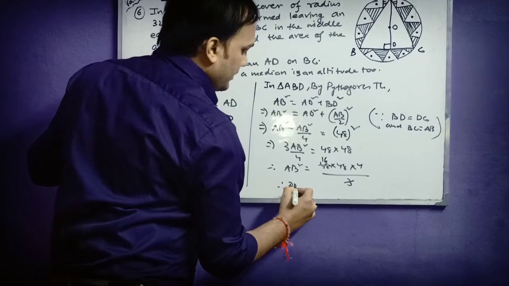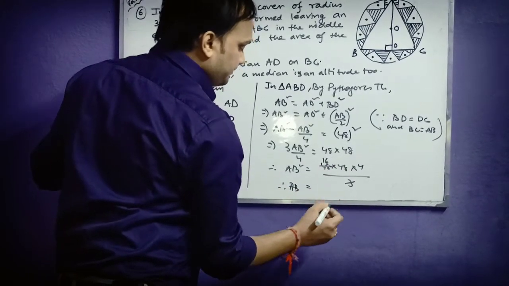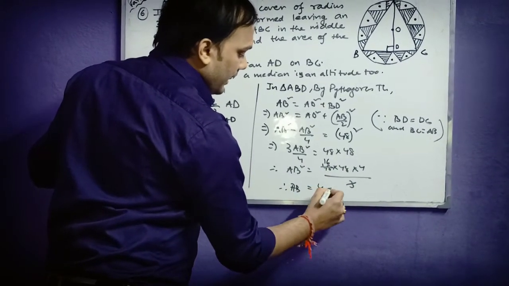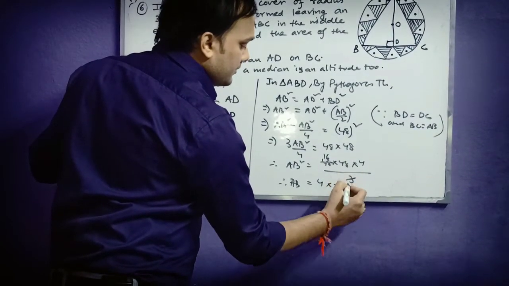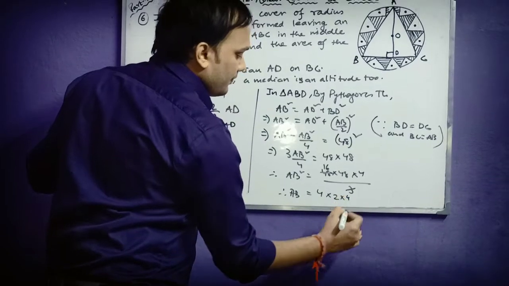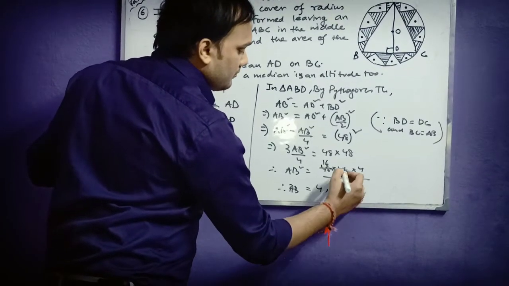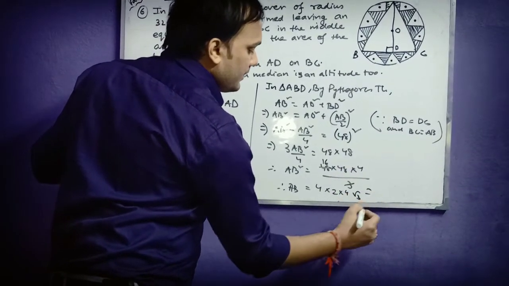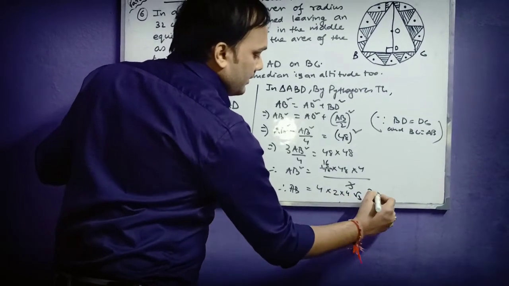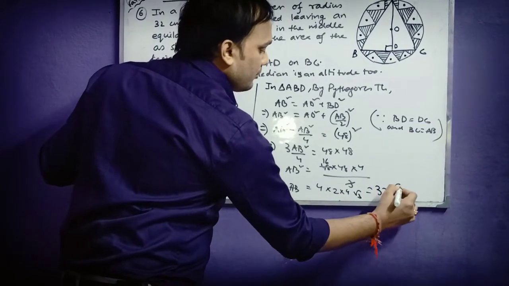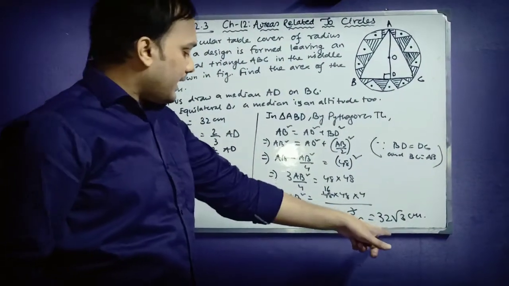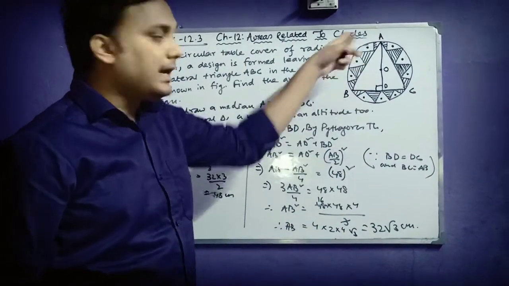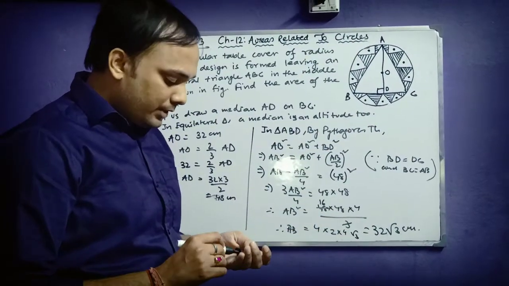Hence AB will be equal to, from 16 we will get 4, and from 4 we will get 2, and from 48 we will get 4 root 3. So we finally get 32 root 3 centimeters. You need to keep in your mind that we have got the length of the side of the equilateral triangle as 32 root 3 centimeters.